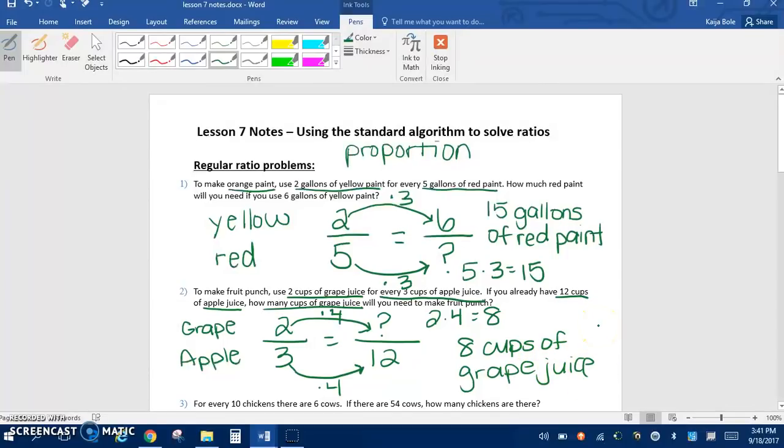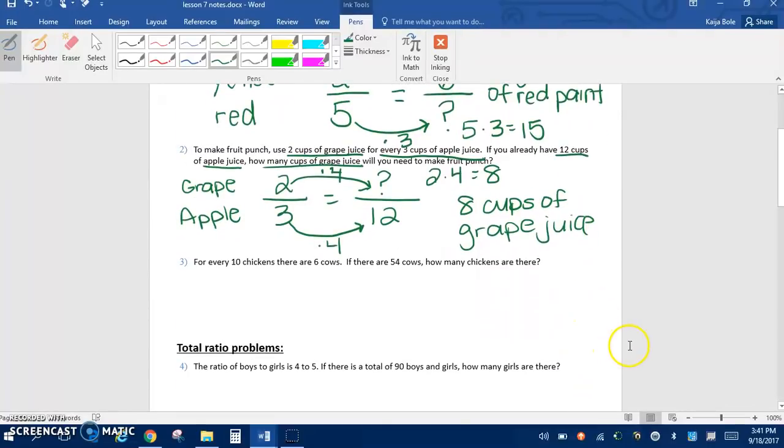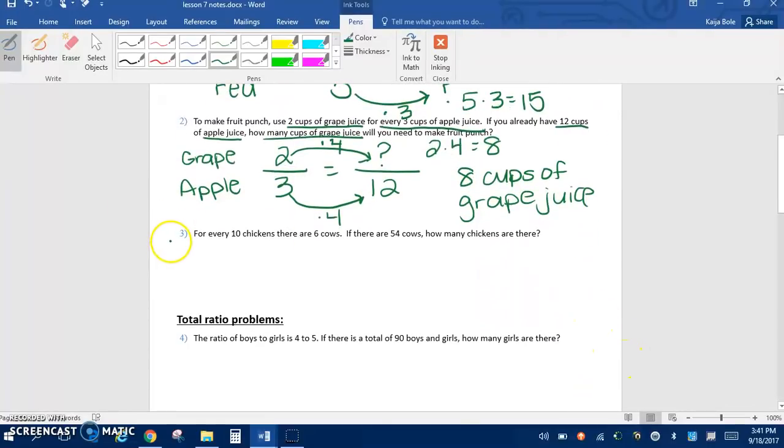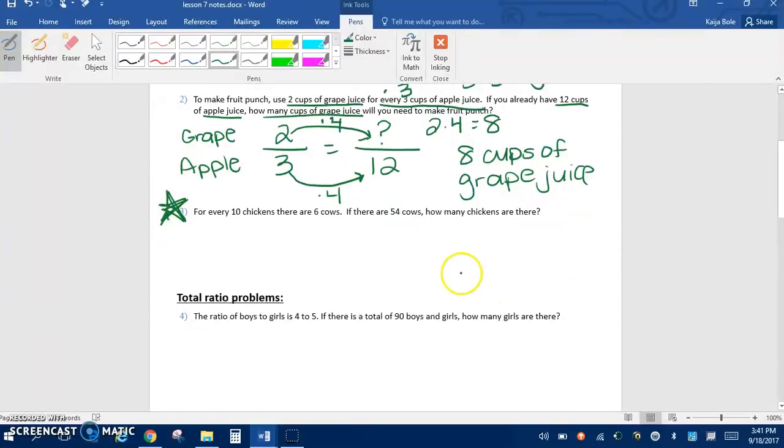I want you to put a star next to number 3. I want you to try this one on your own and bring it into class and we'll go over it all together. So I'm going to skip that one for now, and go down to number 4.